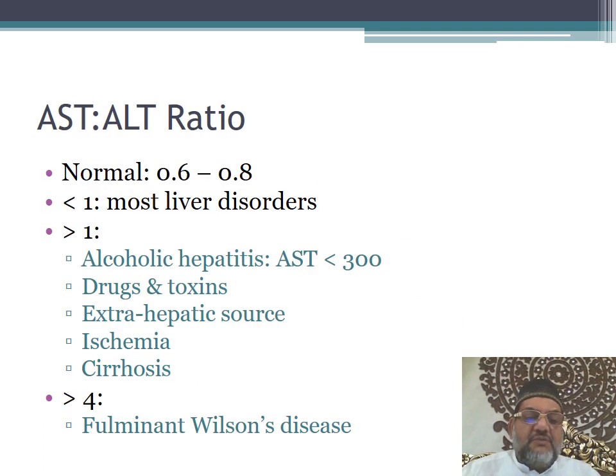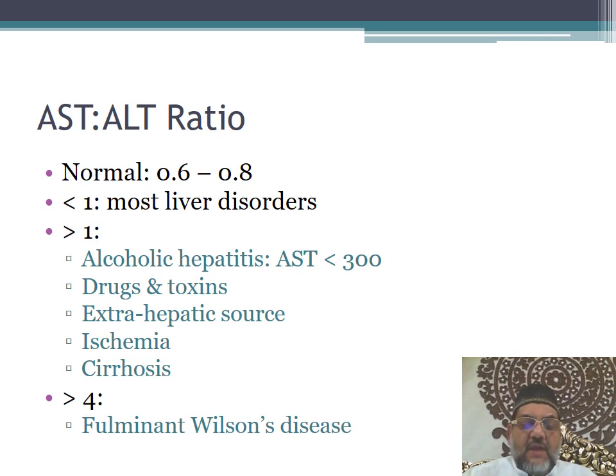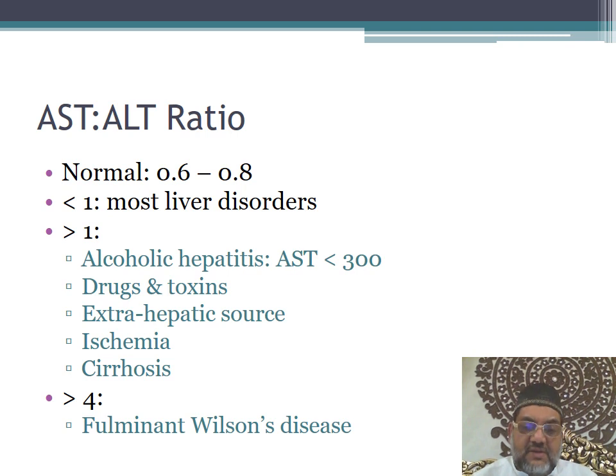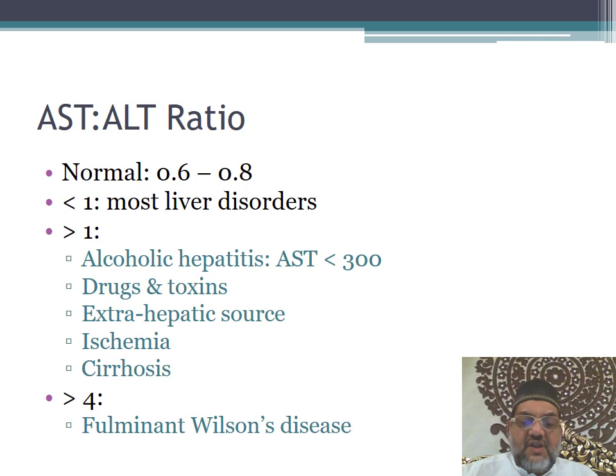The normal ratio is 0.6 to 0.8. It means that most of the time AST is a bit low as compared to ALT. If it is more AST and less ALT, this is seen in cases of alcoholic hepatitis, in patients who have damage secondary to drugs, which is called DILI, extrahepatic sources, sometimes ischemia and cirrhosis. And in Wilson disease, we can have more AST as compared to ALT.